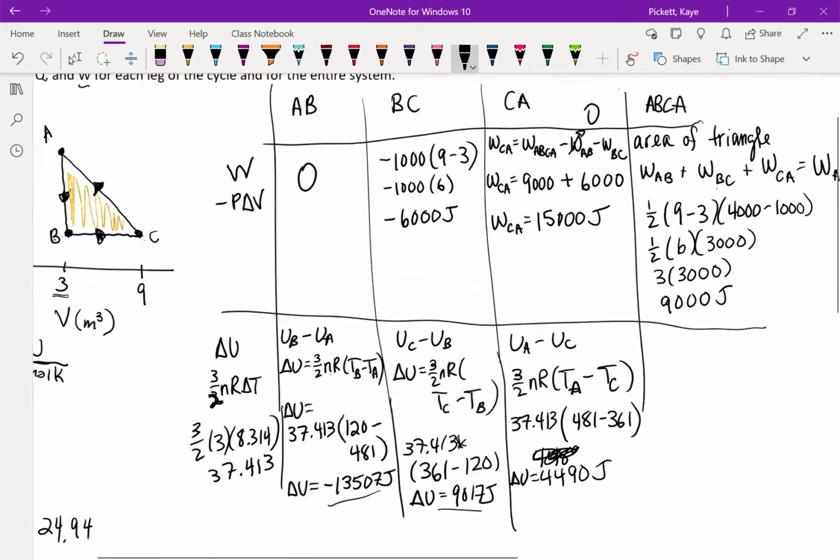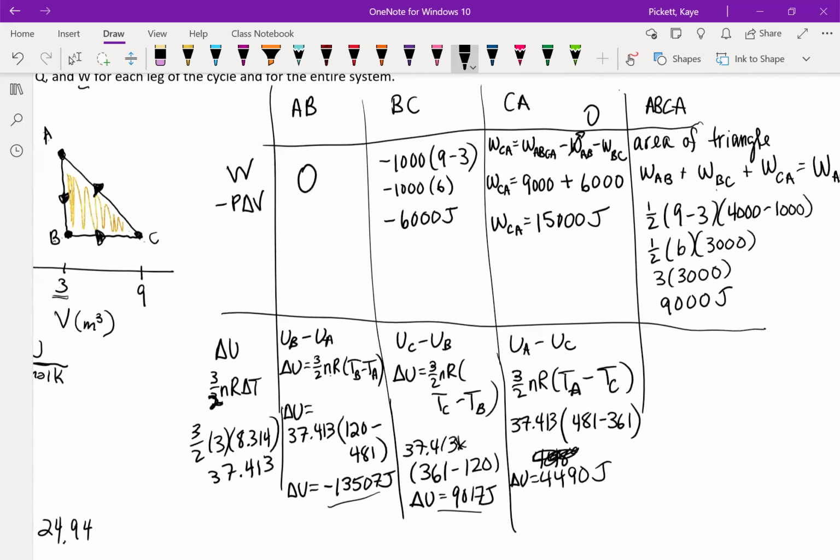The whole system. I started here. I want to go down. I come over. I go back. I'm at the same spot. So my delta U has to be 0. Has to be. There's no other option. I wound up at the same temperature. TA minus TA is 0. Let's verify. I might be a little off because I've been rounding.